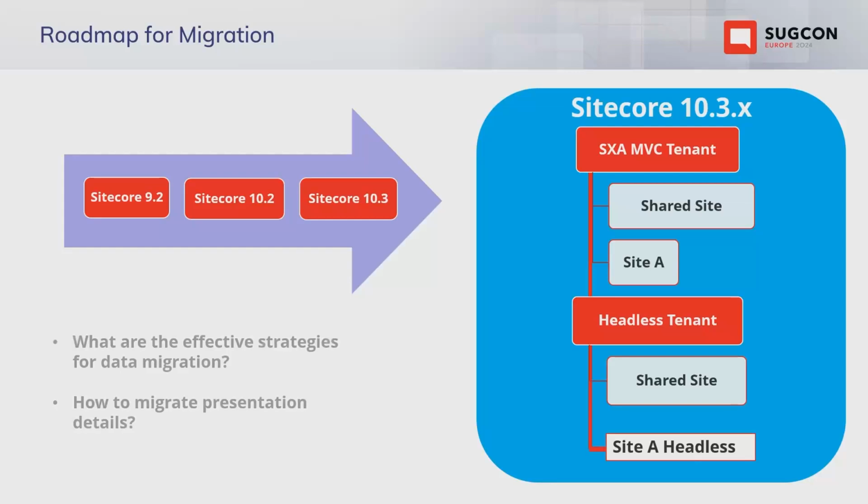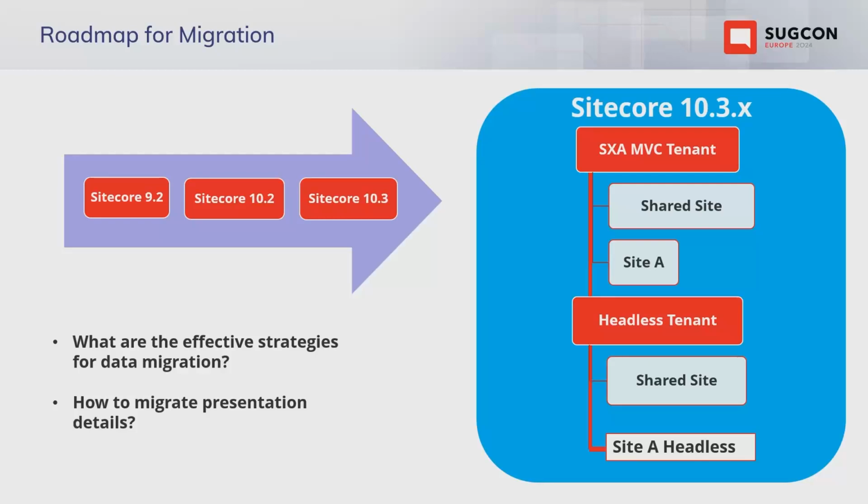But to do this, we need some effective strategies for the data migration. We need a source and a target where we want to migrate the presentation. To migrate the presentation details, we can use deserialize or serialize. We can also copy presentation details like layout, rendering, and placeholder manually, by copying the XML presentation of a layout and rendering from one item and inserting it into another item. This method only works if the source and target environments have the same layout and rendering. Without that, you can't do this.